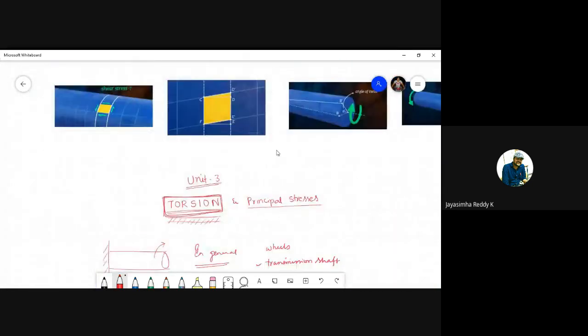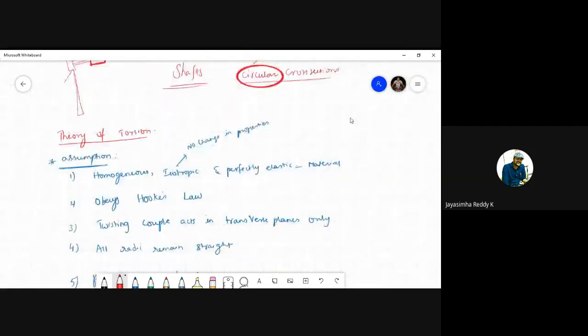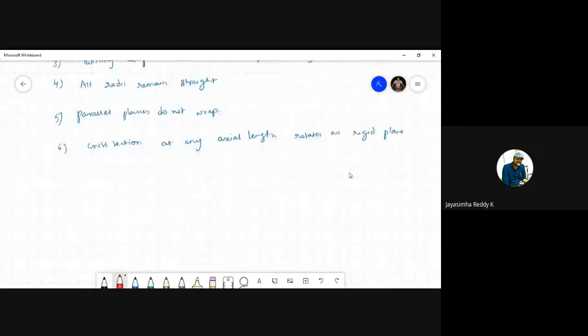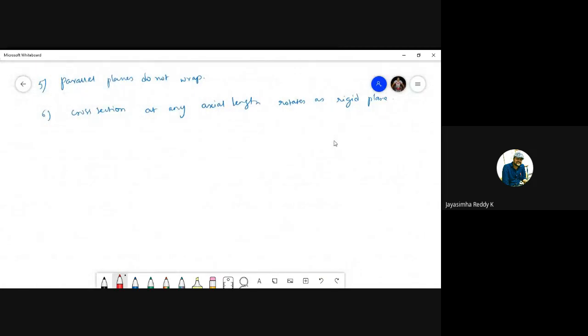All of you please listen carefully. So this is very important. Only if you know how to derive this torsion equation, we can say this as theory of pure torsion in circular shafts. In circular shafts, we'll see this, students.